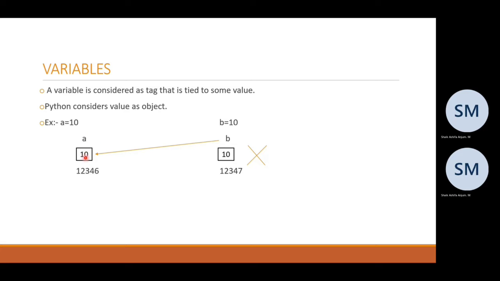If you assign 10 to b, a separate memory location is not allocated, but b is tagged to a. Now for the value 10, there are two variables tagged, that is a and b.